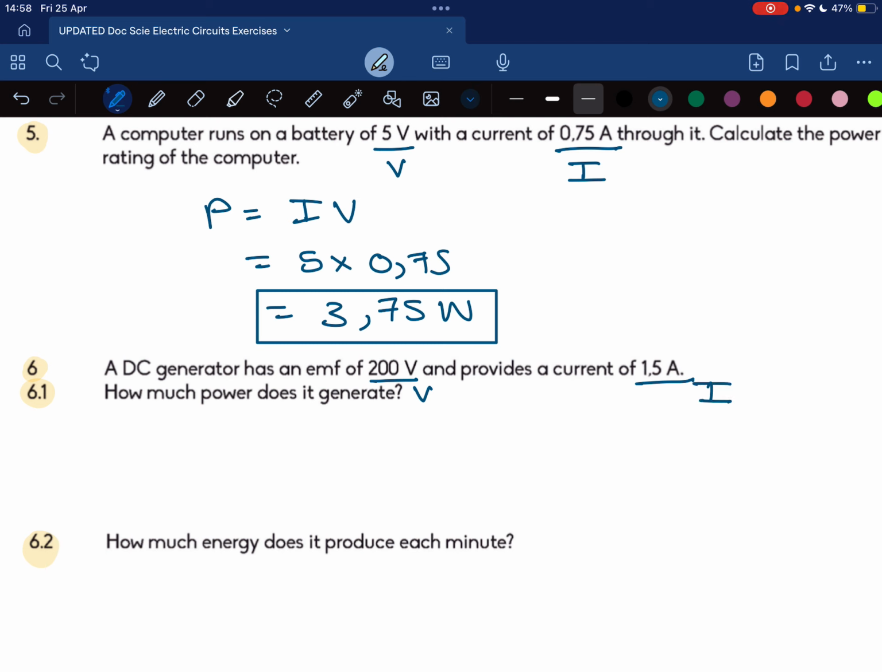Then it says how much energy is produced each minute. So W is equal to PT. The power is 300 and 1 minute is 60 seconds. So that's going to be 18,000 joules per minute.